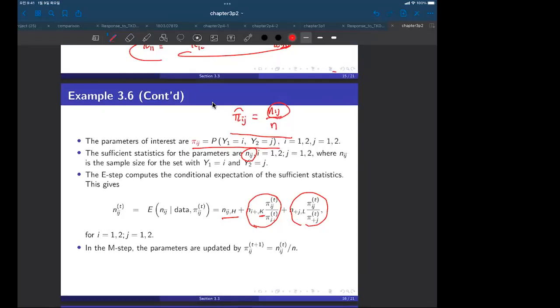This is essentially the conditional probability of Y2 equal to j given Y1 equal to i. And this one is the conditional probability of Y1 equal to i given Y2 equal to j.